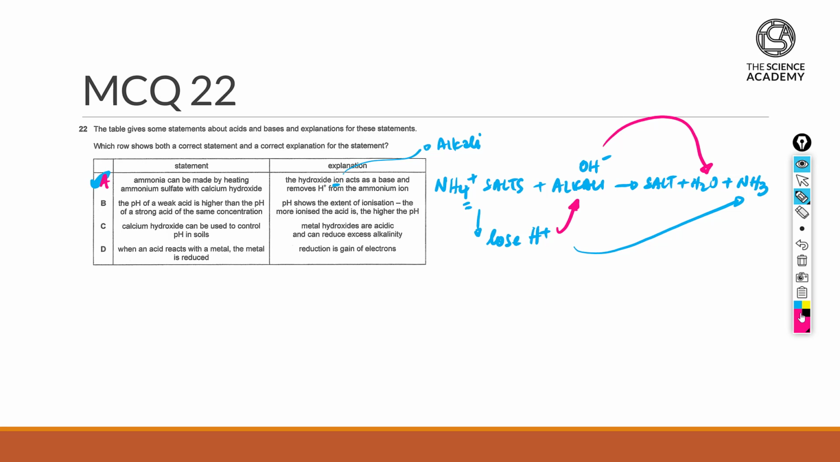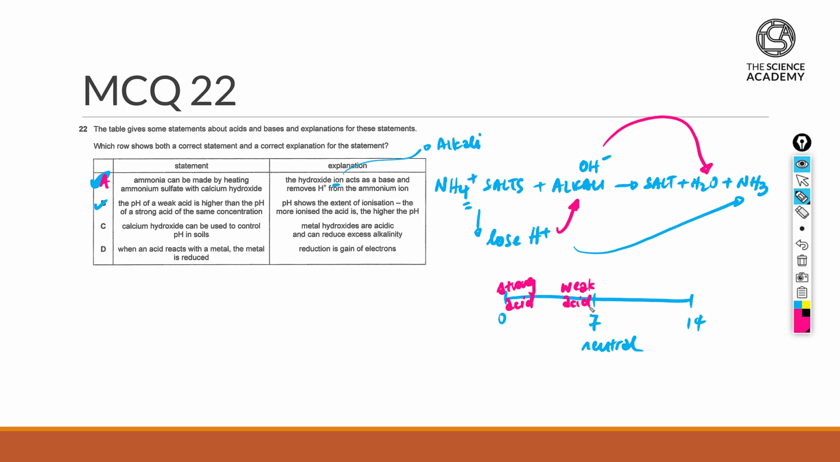Now let's take a look at option B. Option B talks about the pH of a weak acid being higher than the pH of a strong acid of the same concentration. This is true. In the pH scale by itself, going from 0 all the way to 14, with 7 as the point of being neutral, the smaller the number, we're going to say that we are dealing with a very strong acid. The nearer it is to 7, the weaker the acid.